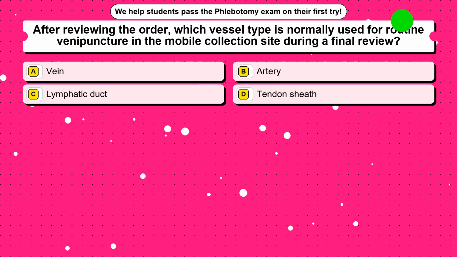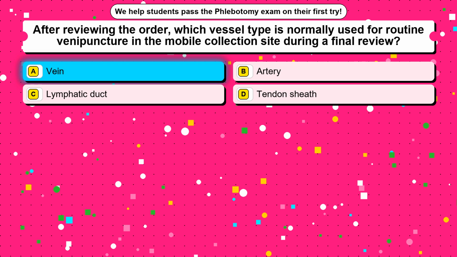Question 75. After reviewing the order, which vessel type is normally used for routine venipuncture in the mobile collection site during a final review? Option A. Vein. Option B. Artery. Option C. Lymphatic duct. Option D. Tendon sheath. The correct answer is option A.